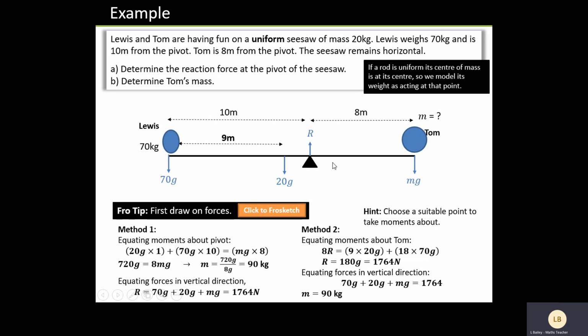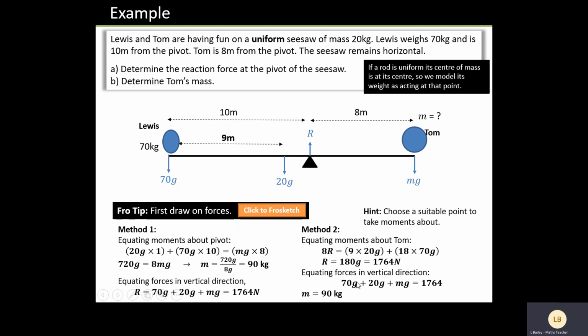It's in equilibrium, so the clockwise moments are equal to the anti-clockwise moments. I've got this 20g, which is 9 meters away, and this 70g, which is 18 meters away. So put all those into the equation. The only thing that's unknown is the reaction force, so I can rearrange the equation and solve for the reaction force there.